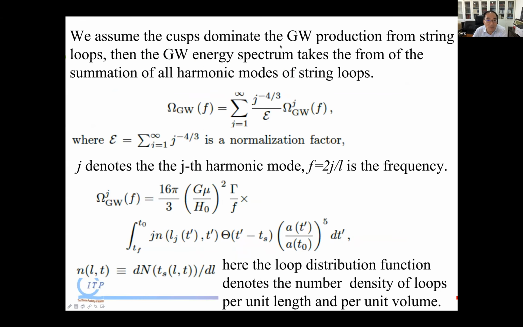We assume the cusp dominates the gravitational wave production from the string loops. Then the energy spectrum takes the form of a summation over all the harmonic modes of the string loops. Here, epsilon equal to this one is a normalizing factor. J denotes the J-th harmonic mode. F is the frequency of the gravitational wave, L is the length of the string, and J is the harmonic mode. The total is expressed by this one. Here, N is the loop distribution function, which is the number density of loops per unit length per unit volume.